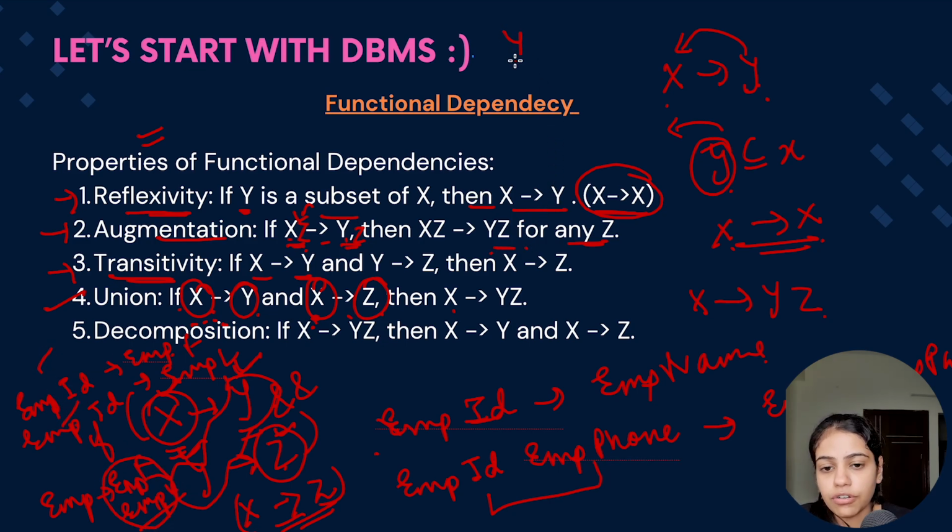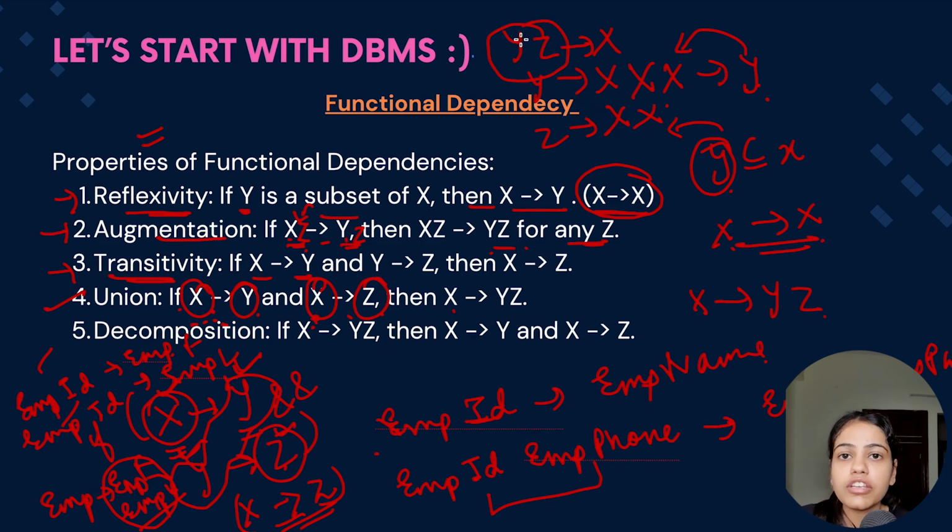But the vice versa is not true. If I say YZ determines X, I can't say that Y will determine X and Z will determine X. This is wrong, because YZ is a combination which helps in unique identification, or it is a unique identifier or a key. So if both of these together help me determine one attribute, I can't say that a single attribute can determine it, because the composite is what determines the attribute. So if X determines Y and X determines Z, we can say that X determines YZ, but we can't say that if YZ determines X, Y will determine X and Z will also determine X. That is wrong and not true.